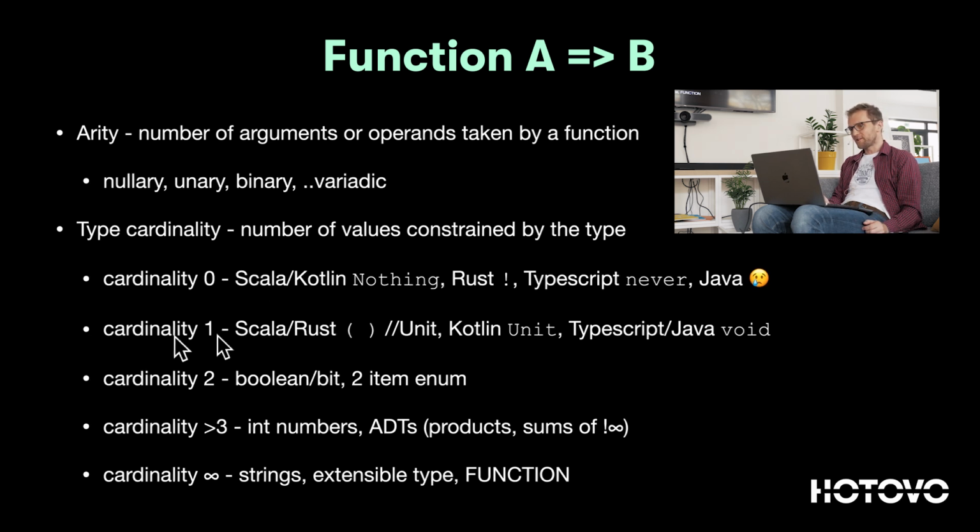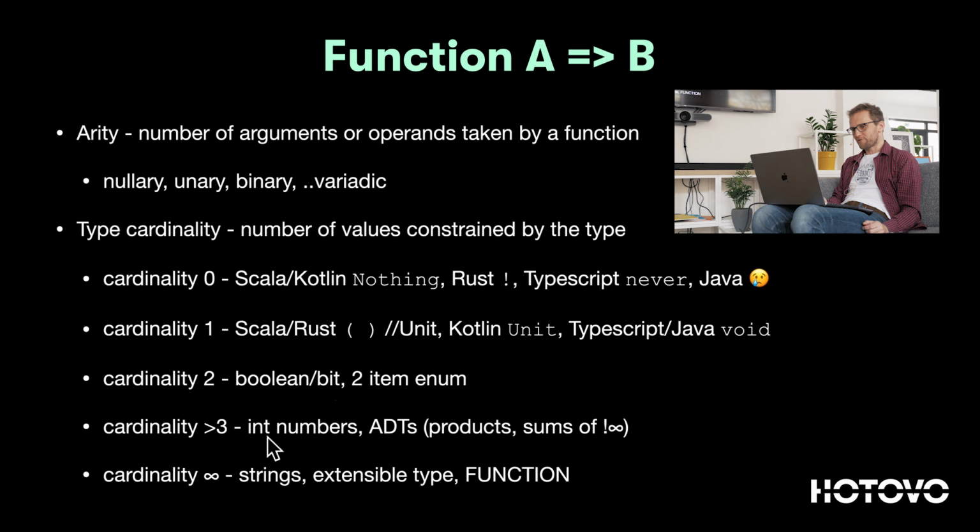So going back to cardinality 1, in Scala and Rust we have something which is called a unit, which is more expressive. It better describes that it's the one value that is returned, the unit. Kotlin has a Unit keyword. And for example, cardinality 2 of a type is a Boolean. So I can return false and true and nothing else. We have 2 values encoded in that type. Or if we have, for example, an enum with 2 items.